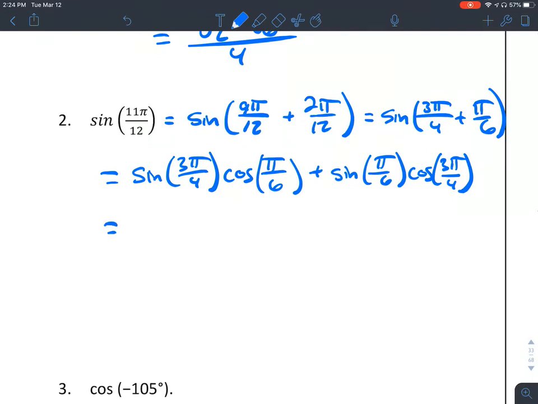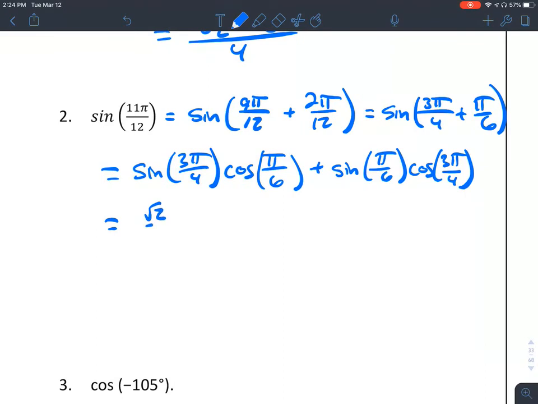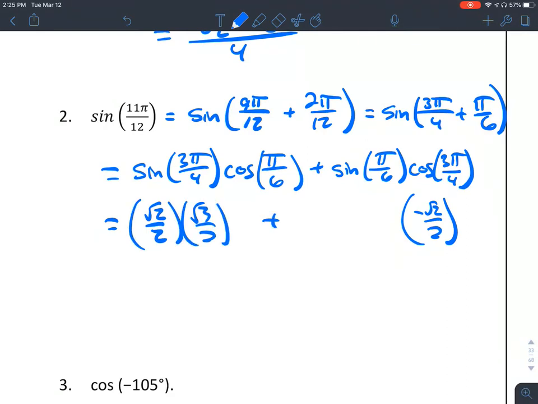Hopefully you know your unit circle. Sine of 3 pi over 4 is going to be square root of 2 over 2. Keep in mind this is in quadrant 2. Cosine of 135 or 3 pi over 4 is going to be negative square root of 2 over 2 because we're in quadrant 2 for that. Cosine of pi over 6, that is the same as saying cosine of 30, which is square root of 3 over 2. And sine of pi over 6 is 1/2.